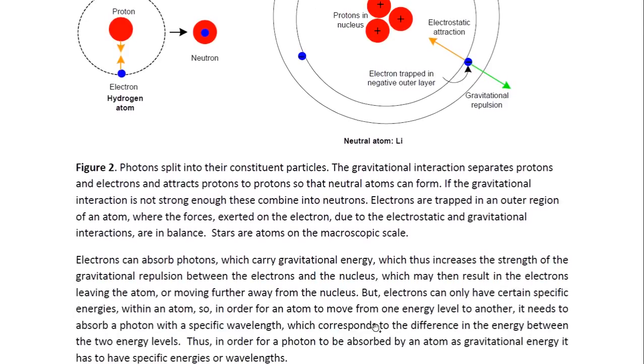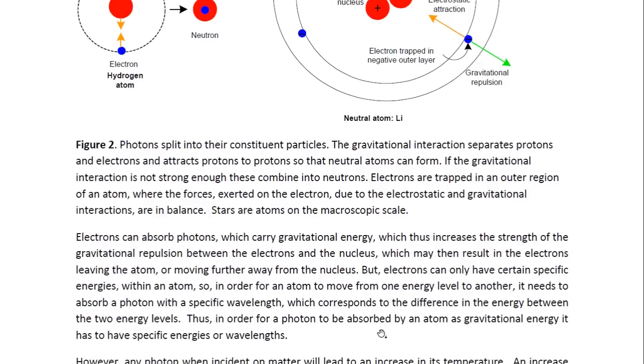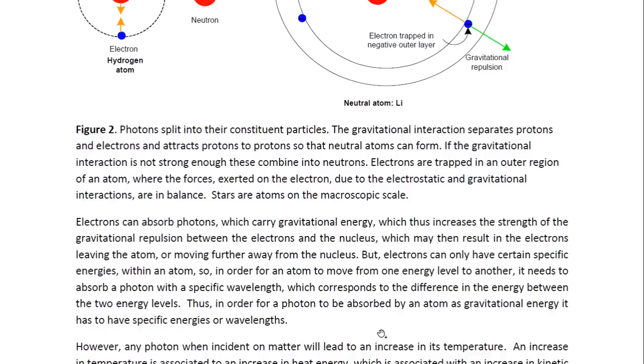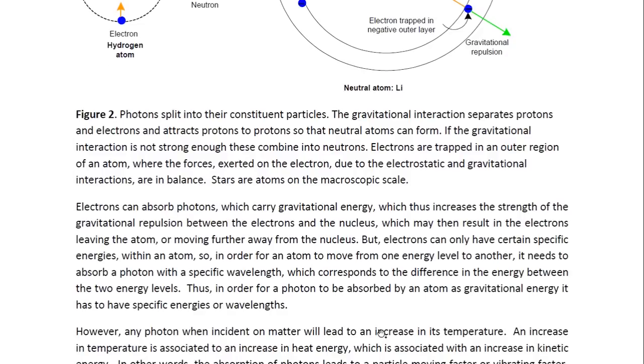Electrons can absorb photons, which, as I said, carry gravitational energy, which thus increases the strength of the gravitational repulsion between the electrons and the nucleus, which may then result in the electrons leaving the atom or moving further away from the nucleus. But electrons can only have certain specific energies within an atom. So in order for an atom to move from one energy level to another, it needs to absorb a photon with a specific wavelength, which corresponds to the difference in the energy between the two energy levels.